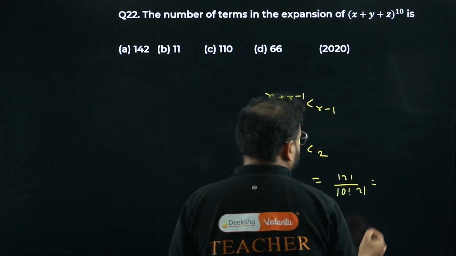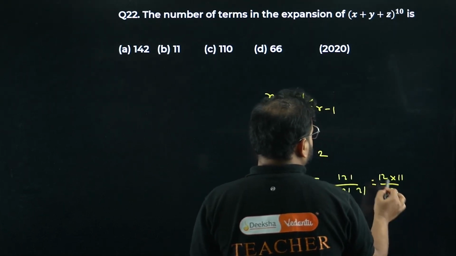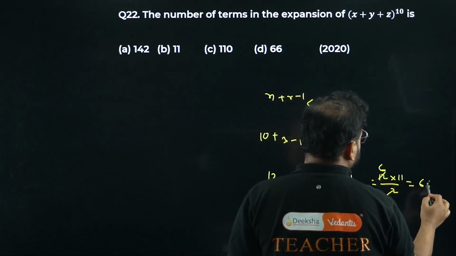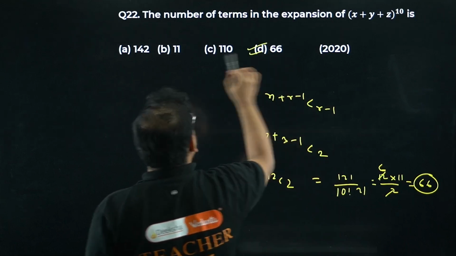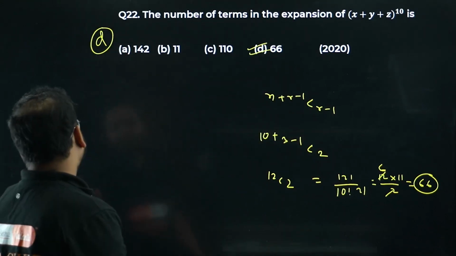What I get this as 12 into 11 by 2. So I get 6 over here. Answer will be 66. Option D is correct. Okay, 22 is done.